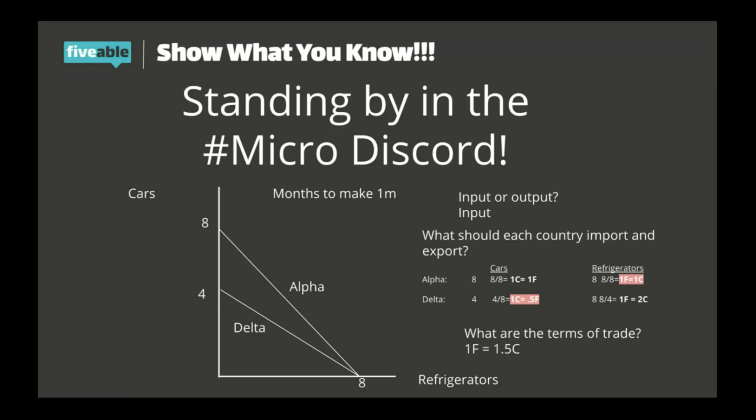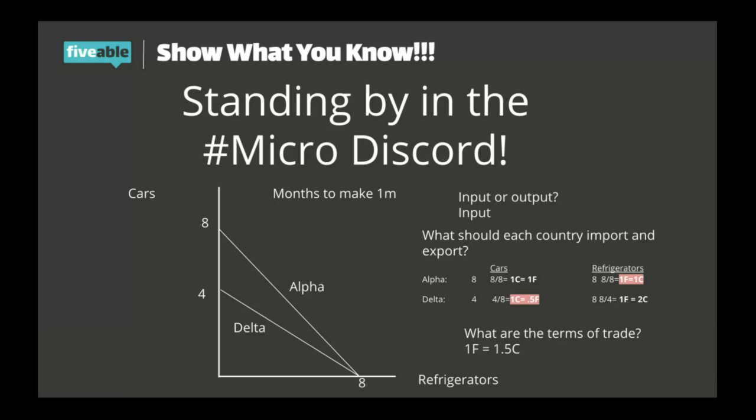Well, look at Alpha. Alpha is either making 8 cars or 8 refrigerators. So 1 car is going to equal 1 fridge. Apparently, I forgot the R. So 1 car is going to equal 1 fridge. All right, and 1 fridge is going to equal 1 car. Great. For Delta, the other goes under.